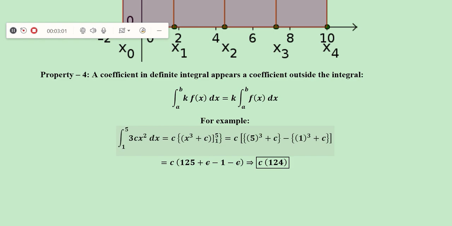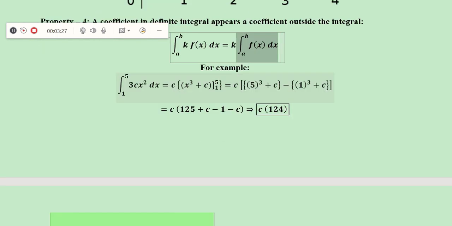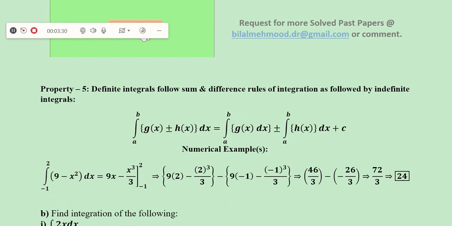Then the fourth property is about the coefficient, which if it occurs inside the integral should come outside, just like we did in the integration and the differentiation. And then we can solve this the way we have been doing before. The only thing is that this coefficient can come outside, just like it did in the differentiation as well as the indefinite integral. Remaining solution will remain the same.